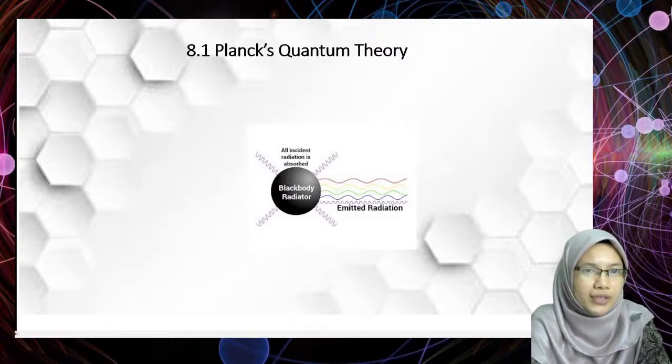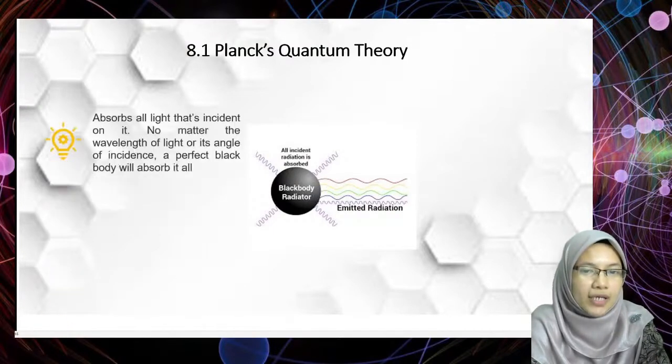Before we go into more detail about Planck's quantum theory, let me ask, what is a black body? We can define a black body as an object or system that absorbs all the light incident on it, no matter the wavelength of light or its angle of incidence. A black body will absorb all the rays.